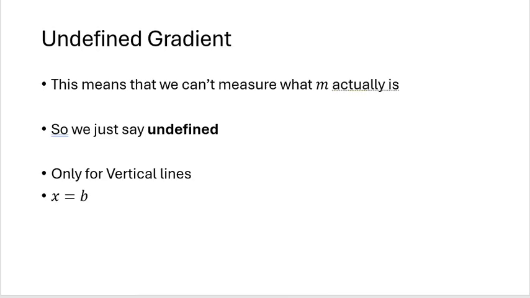Now, undefined gradient. You can't measure what m is. Since we can't measure it, we just say it's undefined. Now, this is only for vertical lines, and just remember, this is the general equation. If you want me to show you proof, I can do so. I'll show it to you on the next slide, and I'll prove it to you once we cover the next slide, okay?